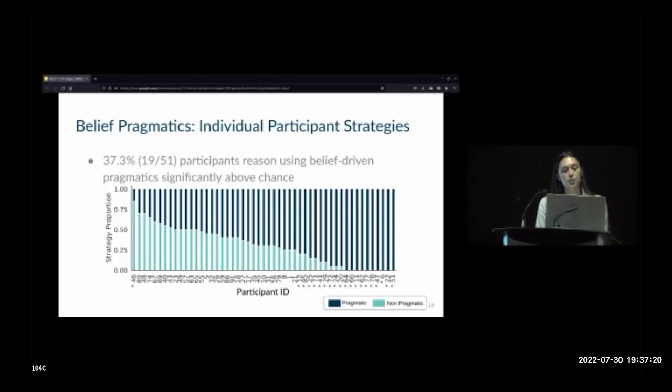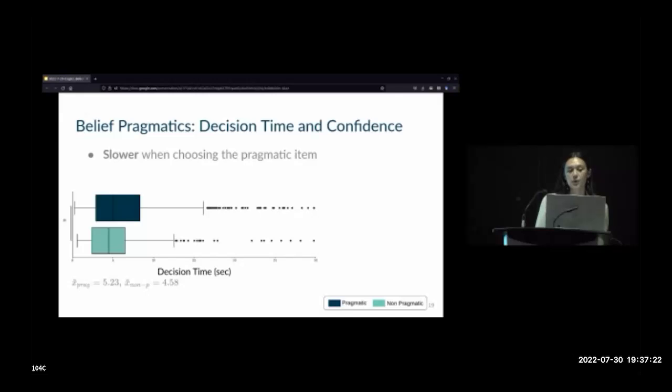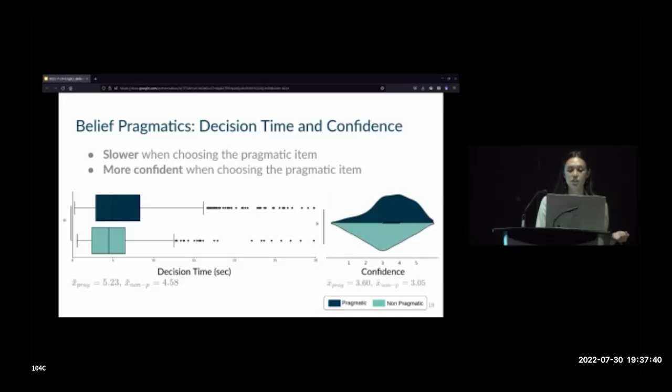And in addition to individual participant strategies, we also looked at decision time and confidence. So how long did it take people to make their decision? Well, we find that people who make pragmatic decisions actually make them slower than people who make non-pragmatic decisions. And not only that, when they have to self-rate their confidence after they make that decision, they're more confident about their pragmatic decisions than when they make non-pragmatic decisions.